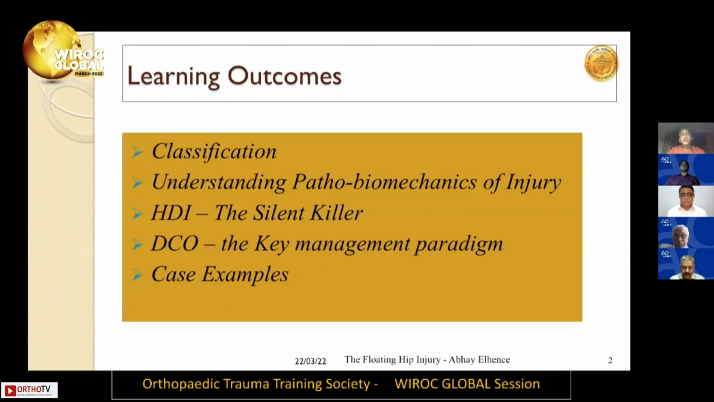So when we talk about floating hips, we essentially need to understand certain things about the classifications, understanding how these injuries happen, and what is the most sinister aspect of these injuries. I need to understand that a lot of times these injuries will have an ETC converted into a DCO, and I'll just do some very quick examples.